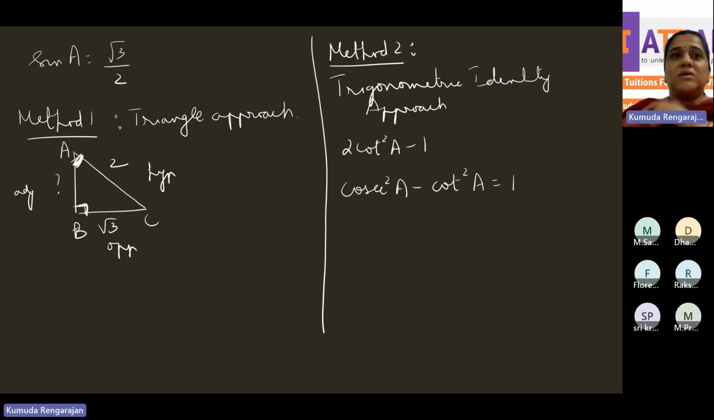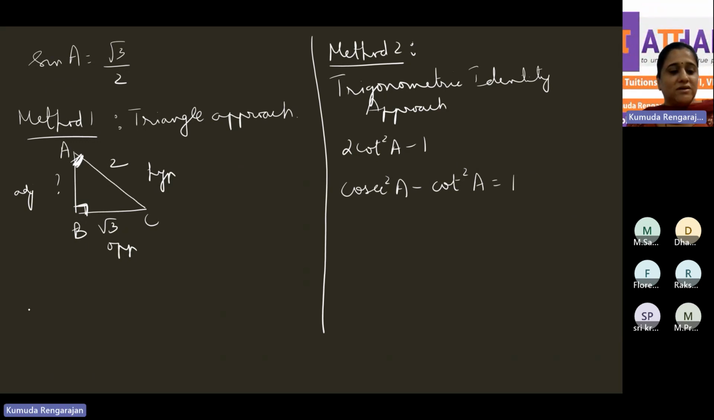Now sine is equal to root 3 by 2. In the sine table, where will you find the value root 3 by 2? 0, 1 by 2, 1 by root 2, root 3 by 2, 1. Sine of 60 degrees is root 3 by 2. Because sine 0 degrees is 0, sine 30 is 1 by 2, sine 45 is 1 by root 2, sine 60 is root 3 by 2, sine 90 is 1. So sine of some angle is root 3 by 2.